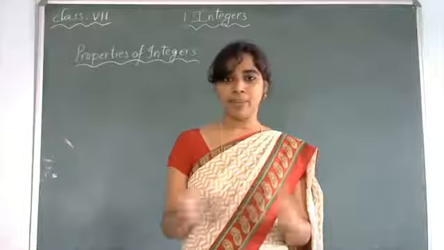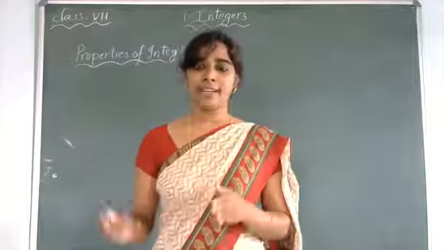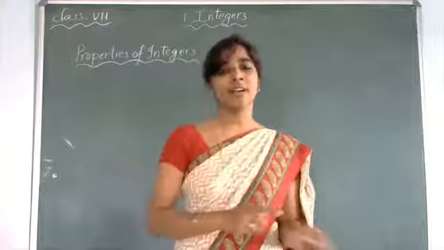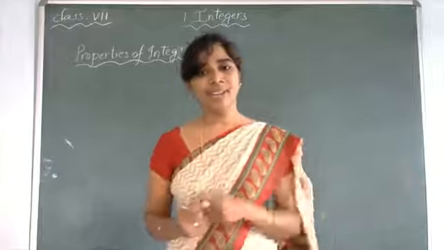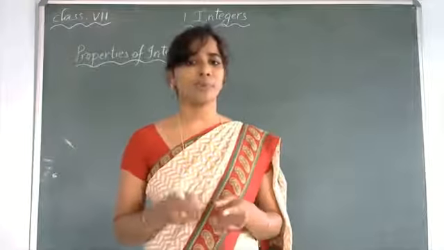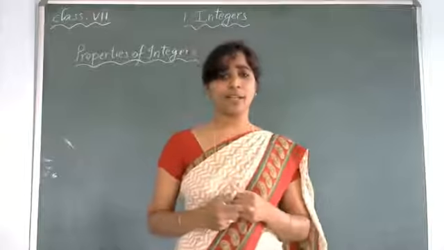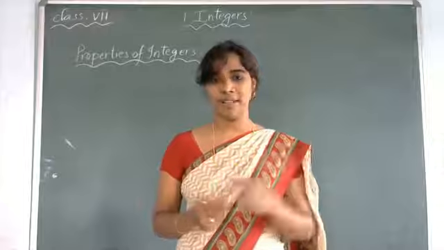So in both ways, they are protecting the child, whether the child is going back to the mother or the mother is taking the child. In both ways, only one thing is common. What is it? Protection of the child. So like that, in the commutative property also, we will get the same.